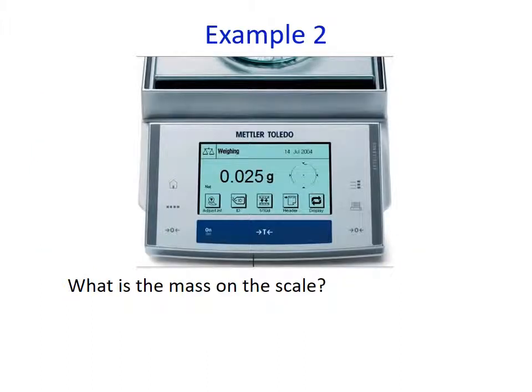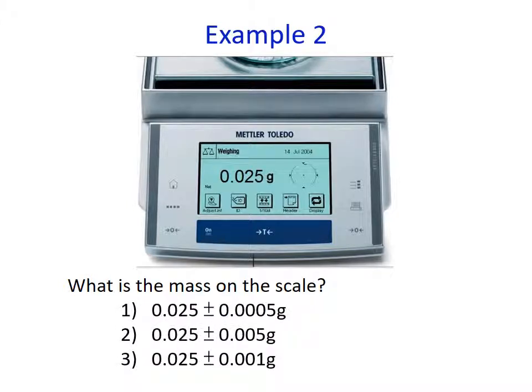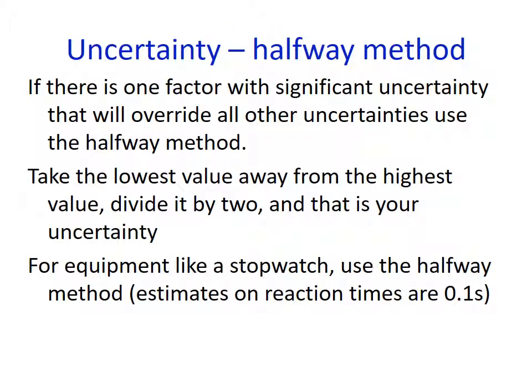Okay, second example, what is the mass on the scale? Those are your three options, so pause the video now and let's see if you can get the right answer. Okay, coming back, it's going to be 0.025 plus or minus 0.01 grams, because the smallest value is 0.001 divided by 2. So those are just two examples of how you now write uncertainties.